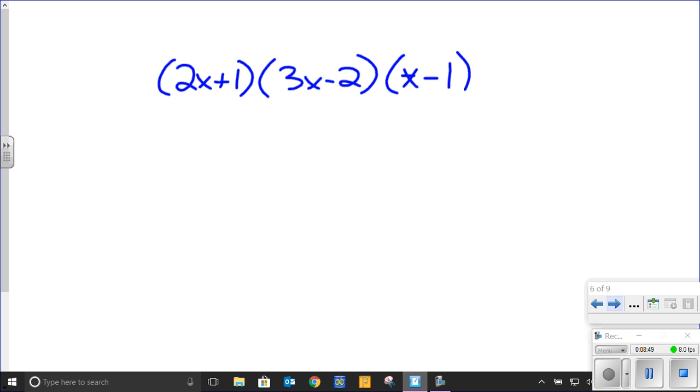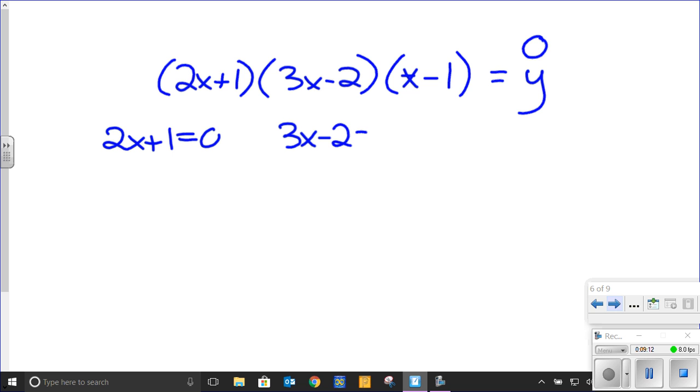Okay, last example. This time we have 3 factors. 2x plus 1, we have 3x minus 2, and we have x minus 1. And all of this is equal to y, we're saying. So when you say y, this is the same thing as saying equal to 0. All right, so we're going to go ahead and set each one of these equal to 0 or y, however you want to say it. So we have 2x plus 1 equals 0, we have 3x minus 2 equals 0, and we have x minus 1 equals 0.